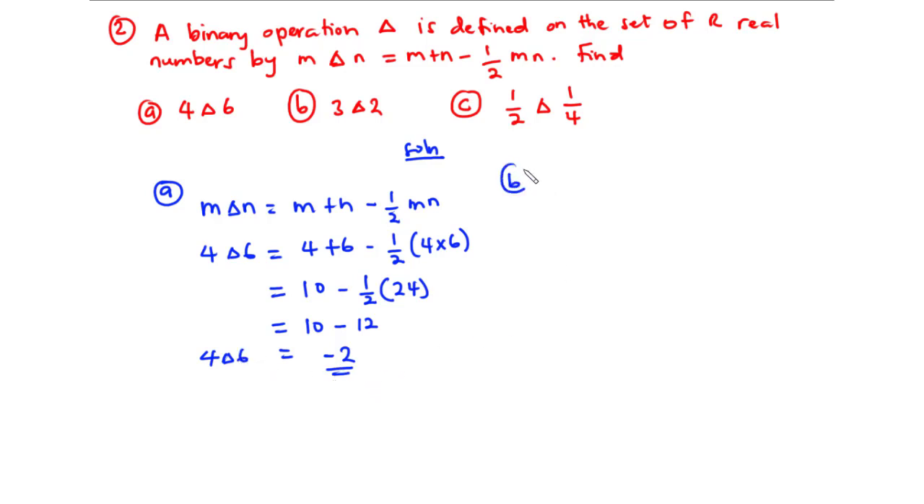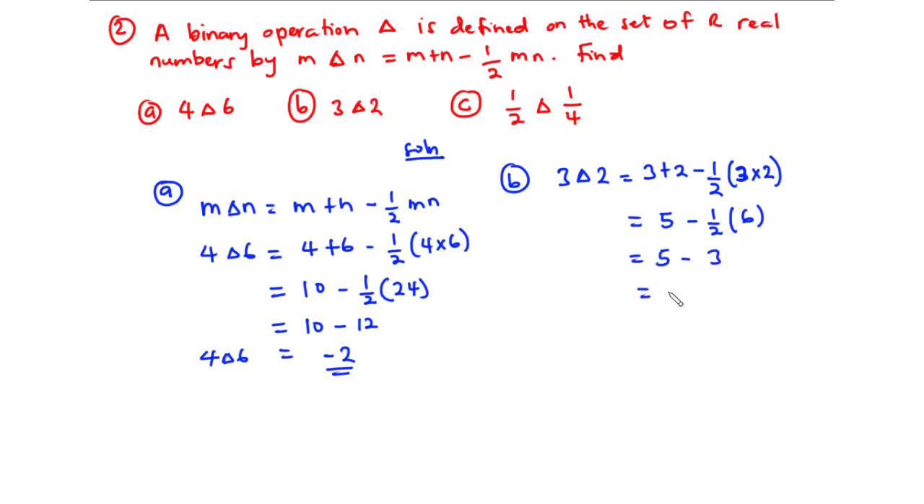Now let's solve for B. 3 delta 2 is equal to 3 plus 2 minus 1 over 2 times 3 times 2. So 3 plus 2 is 5. 3 times 2 is 6. Half of 6 is 3. So 5 minus 3 is 2. So 3 delta 2 is equal to 2. Now let's solve for C.